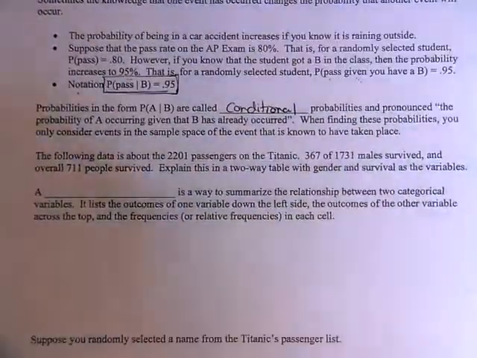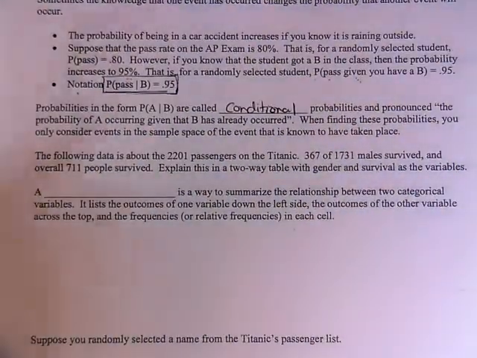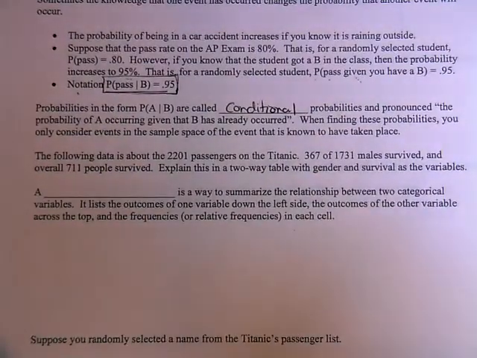So the following data is about the 2,201 passengers on the Titanic. 367 of 1,731 males survived, and overall 711 people survived. Explain this in a two-way table with gender and survival as the variables.